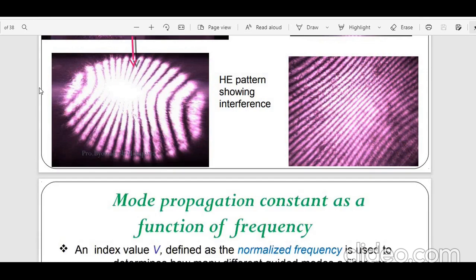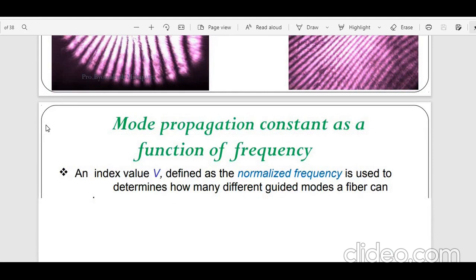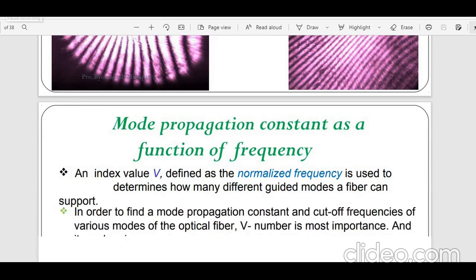So the next concept we are going to learn is mode propagation constant as a function of frequency. So let us see this one. Before proceeding, you should note down the notes for it. Maintain the notes, write that down, then we will move ahead.